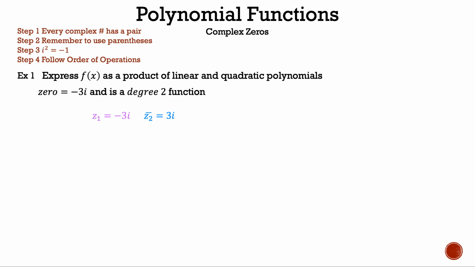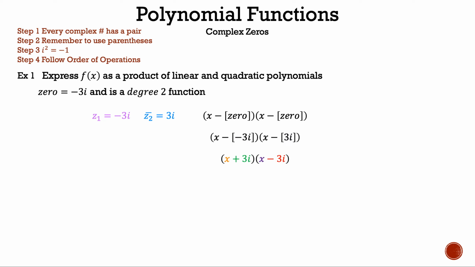Now, let's use the last of the given information, degree 2, to help us. What do we think the degree 2 tells us? That's correct, the number of zeros our polynomial has. In this case, we have 2. Now we can set up the product of linear polynomials, the quantity of x minus the first zero times the quantity of x minus the second zero. Next, let's substitute negative 3i for the first zero and positive 3i for the second zero.